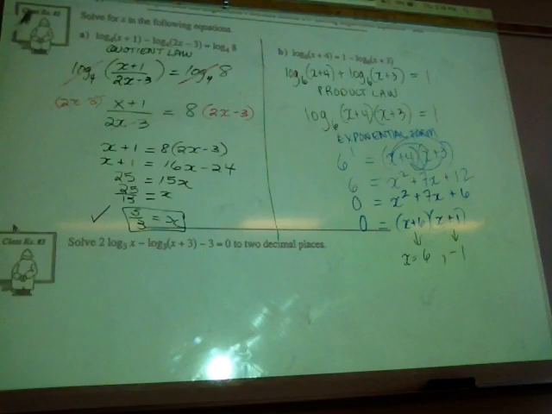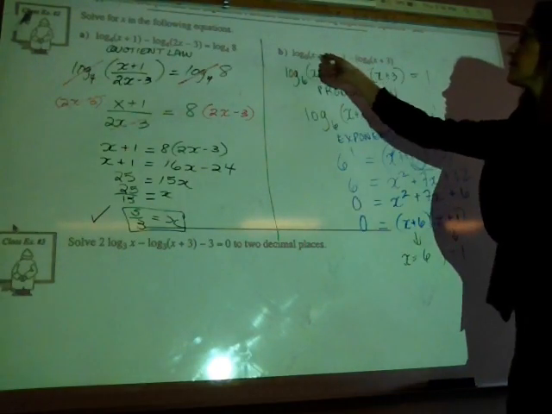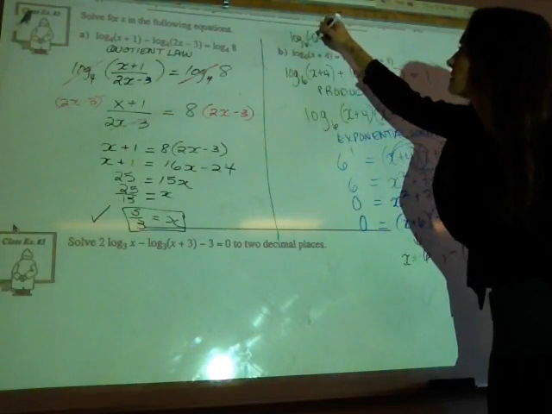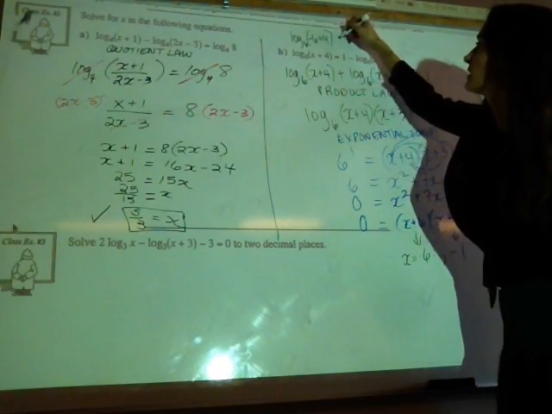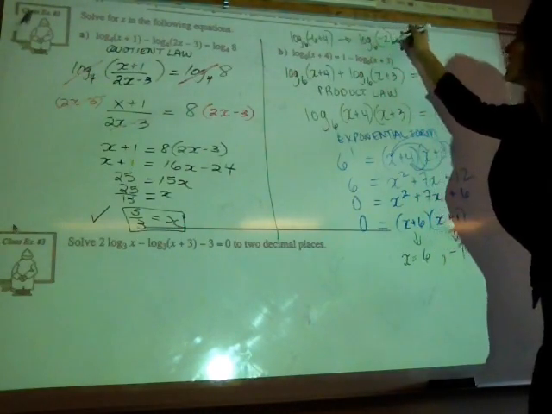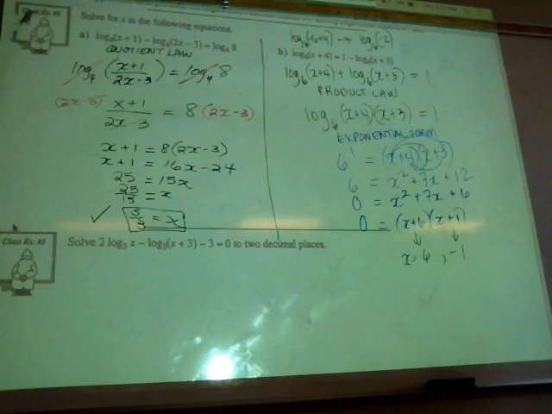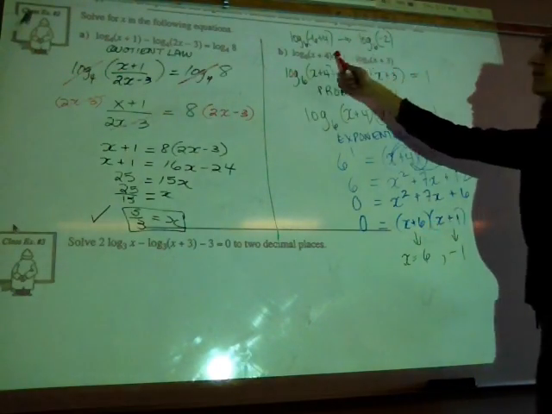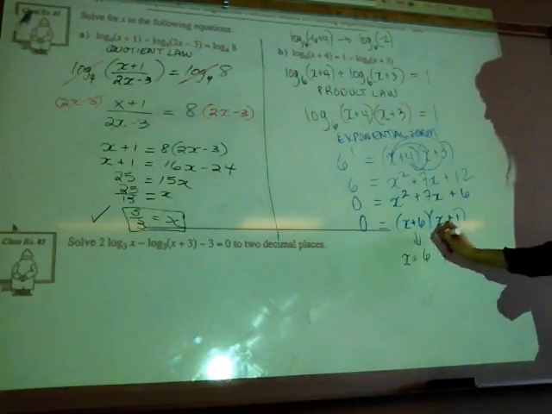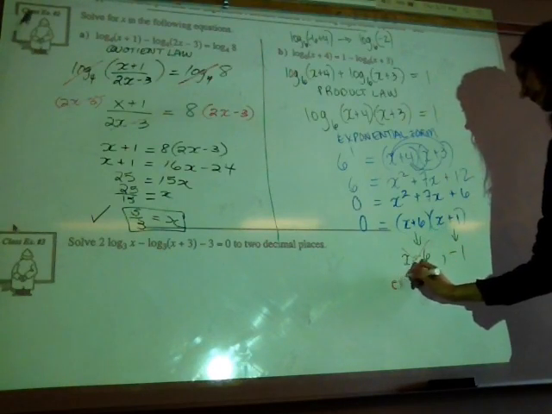Let's see which ones are true. If I plug negative 6 into this first argument, I result in a negative argument. Is that possible? No. So when you plug in x equals negative 6 into just one of the logarithms, you're already seeing that it's not possible, because you can't evaluate a negative logarithm. So this solution is extraneous.